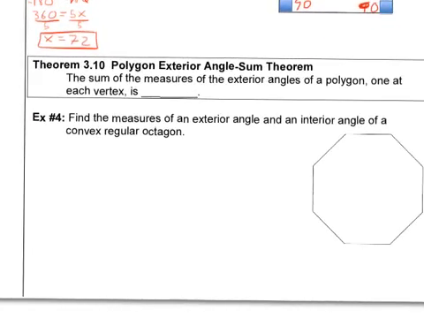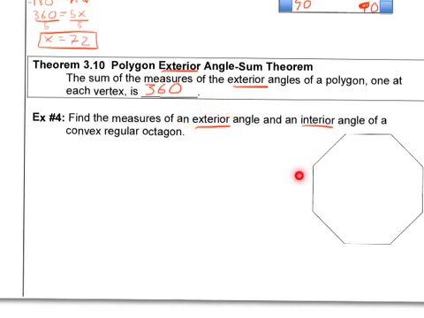Let's take a look at the last problem. This one says the sum of the measures of the exterior angles of a polygon, one at each vertex, is always 360 degrees. Always, always, always going to add up to 360. So we're going to find the measures of an exterior and an interior angle of a convex regular octagon. Now there is more than one way to find the interior. I'm going to do what I think is the simplest way, but maybe you can see if you can find another. The exterior angle is pretty easy to find.